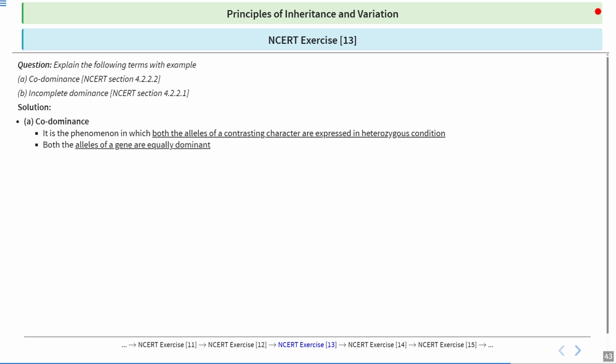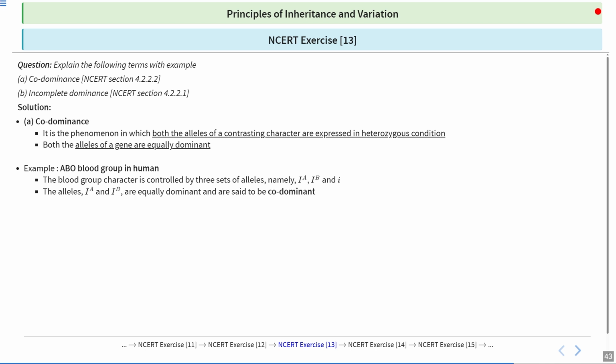Now here in codominance, both the alleles of a gene are equally dominant. That's why both the alleles are expressed in the F1. An example is ABO blood group in humans. Now the blood group character is controlled by three alleles. What are the three alleles? IA, IB, and small i. Now the alleles IA and IB are equally dominant and are said to be codominant. Both are expressed in the heterozygous condition.